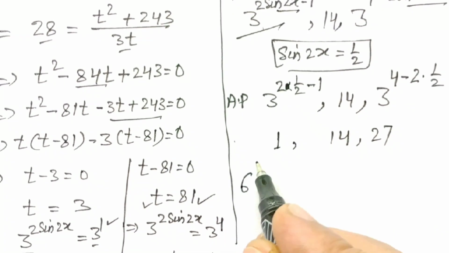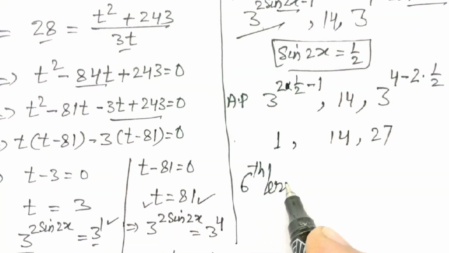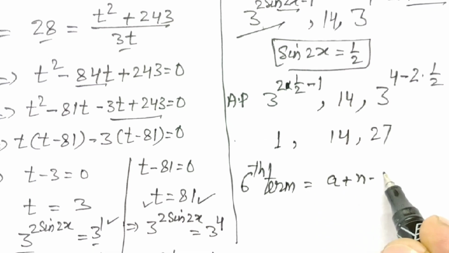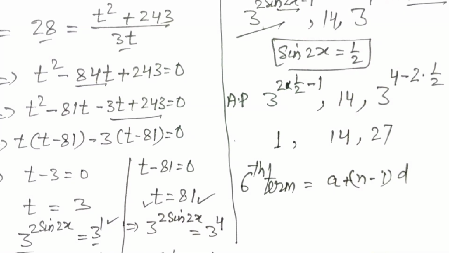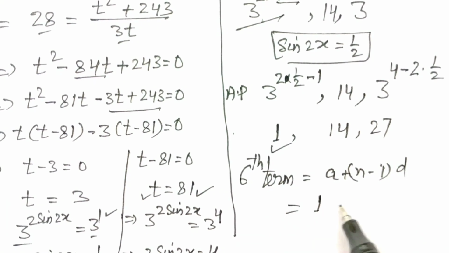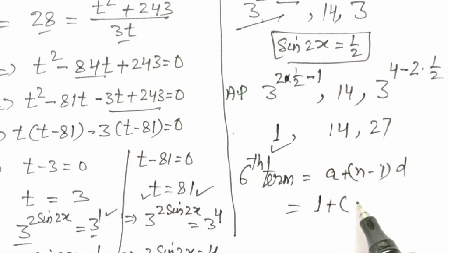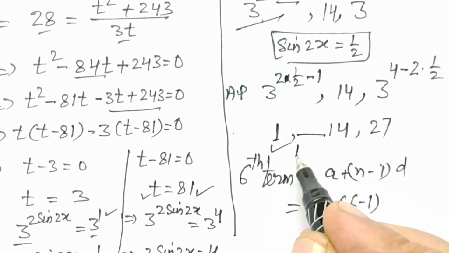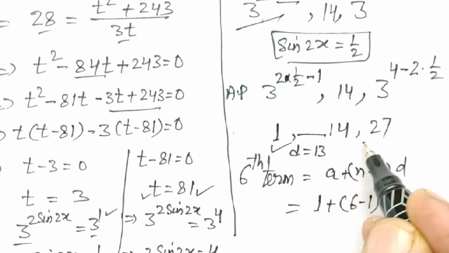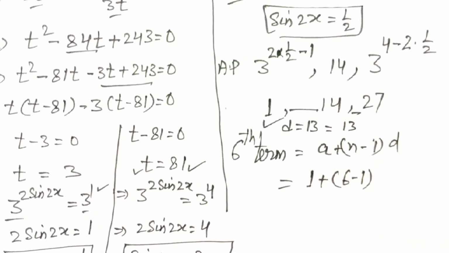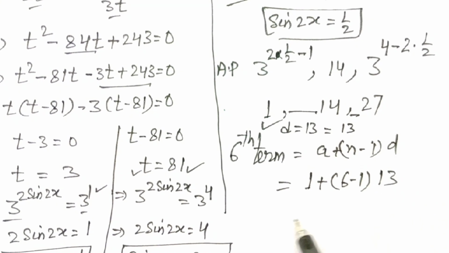So the sixth term of the series is a plus n minus 1 times d. Here a is 1, plus n minus 1, that is 6 minus 1, times d, where d is equal to 13. So the sixth term will be 66.